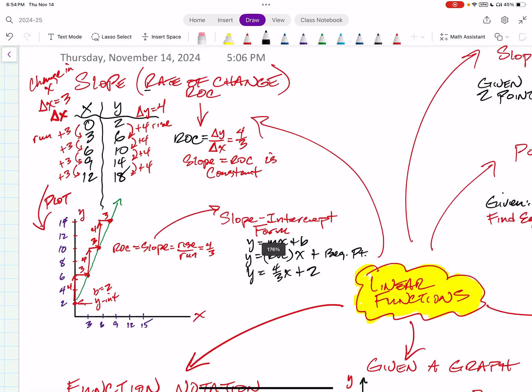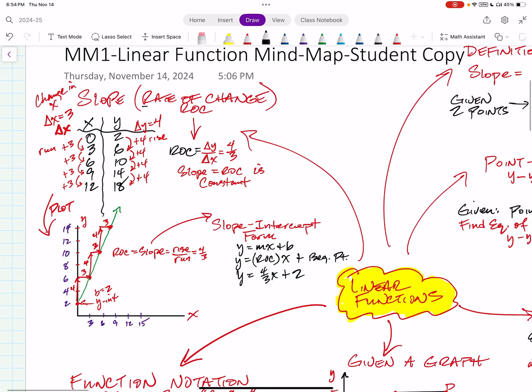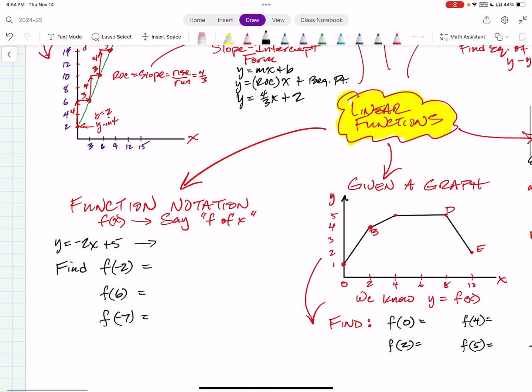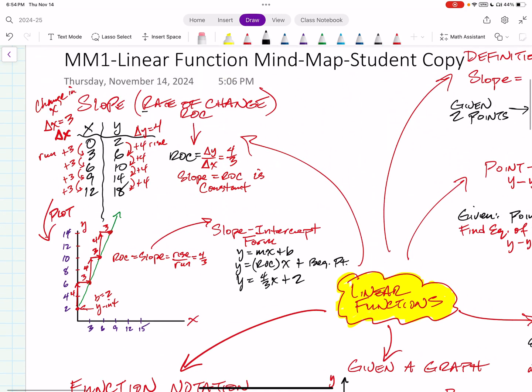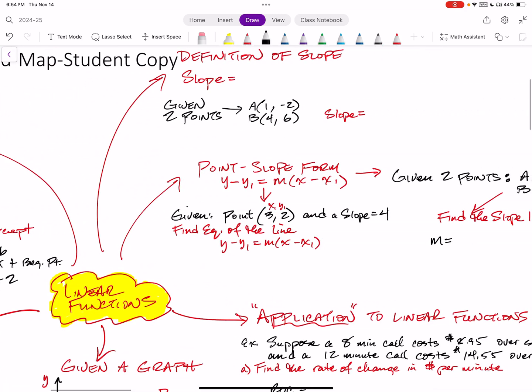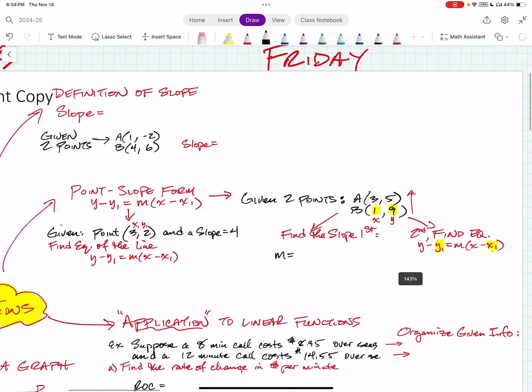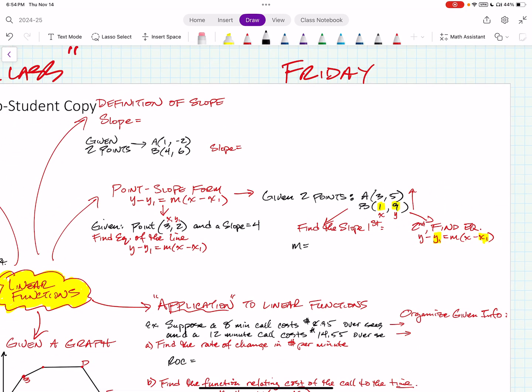So that's basically our first lesson when we started linear functions, probably about a month and a half ago. Again, I'm just reviewing things here. Now, before we get to the latest concept we've been talking about, function notation, let's slide over here, because we've talked about this extensively, and let's talk about the definition of slope and point-slope form for a minute.